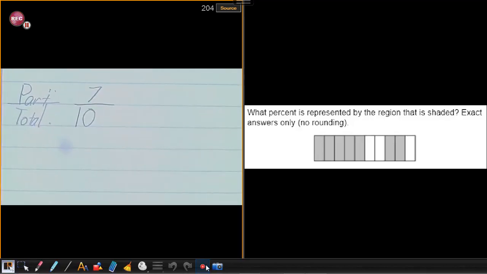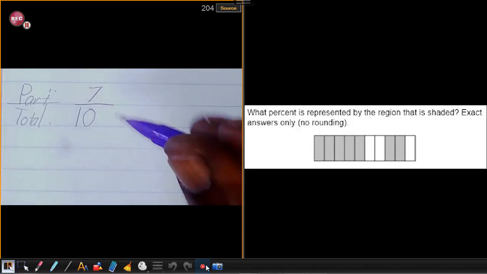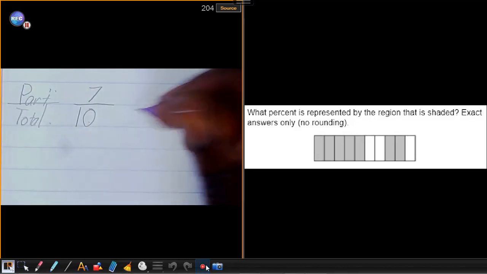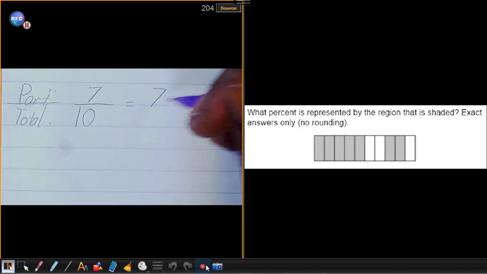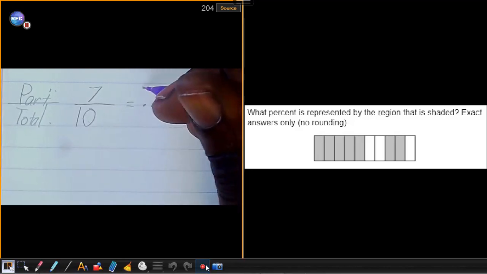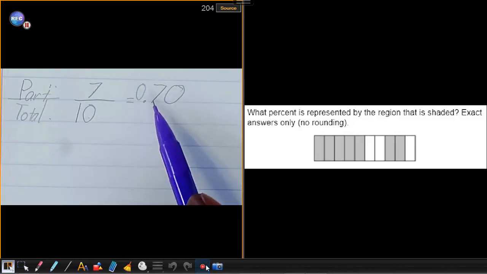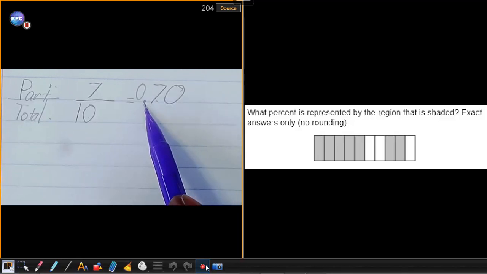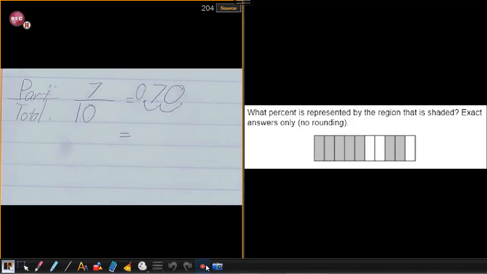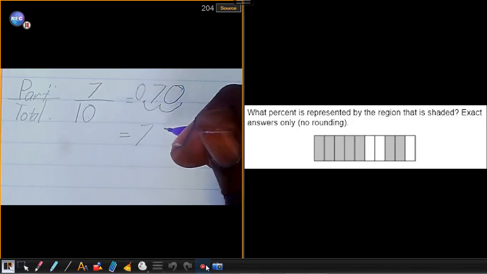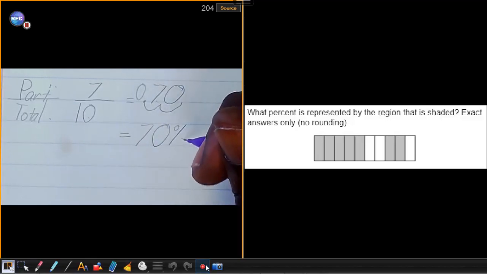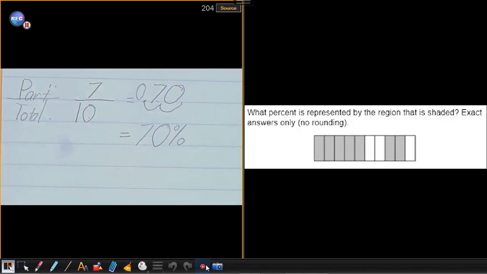Of course, we know that if we have 7/10, that would be 70 hundredths, 0.70. But remember, we have to find the percent. So when we're moving from decimal to percent, the decimal point moves 2 places. And that means this model is equal to 70%. Alright, easy, right? Let's try another.